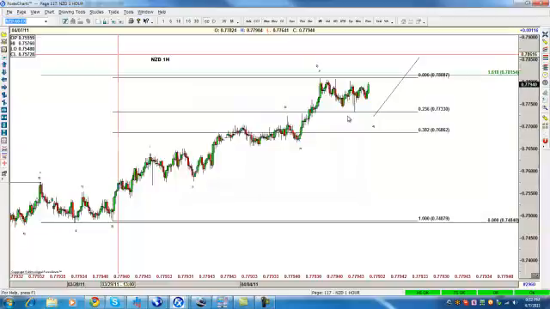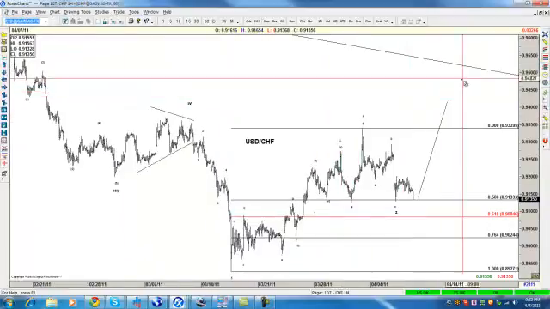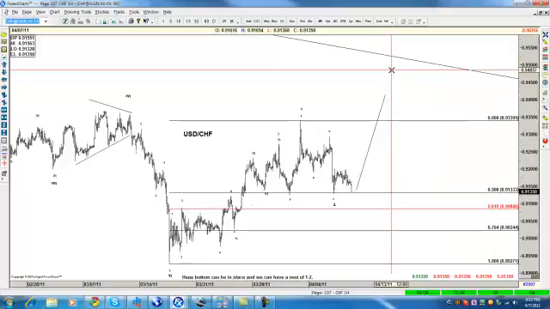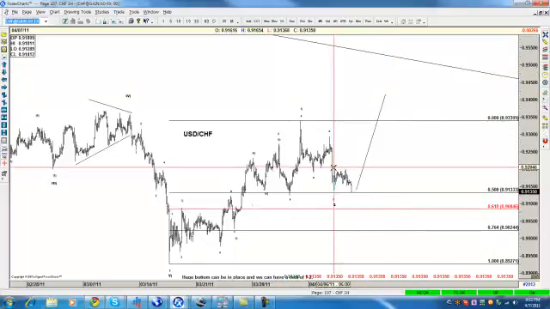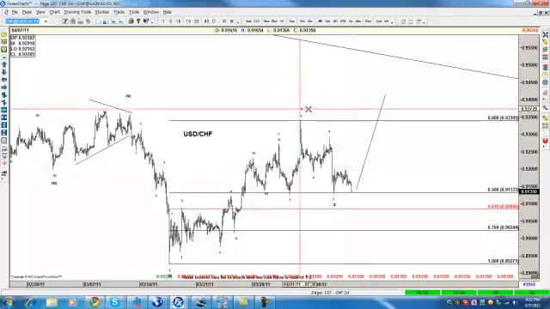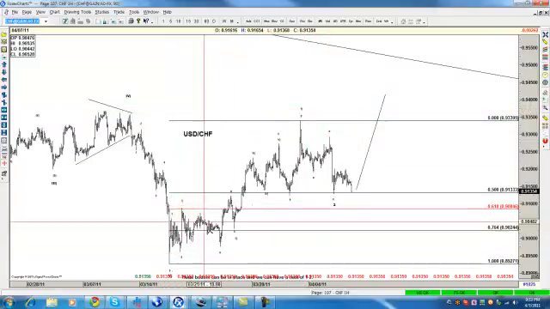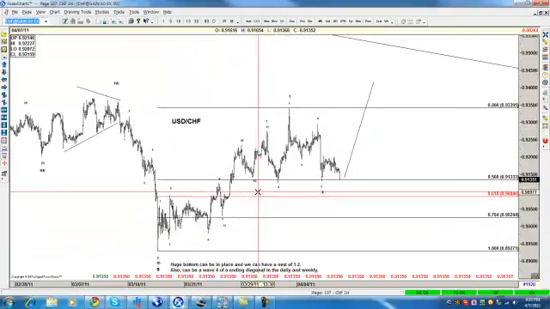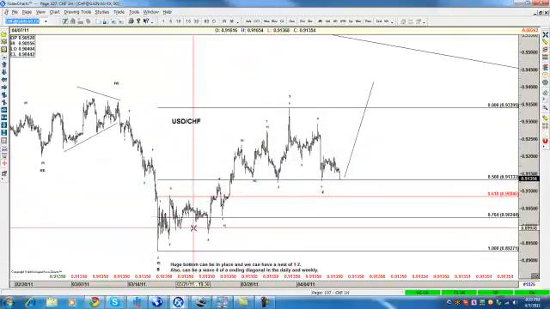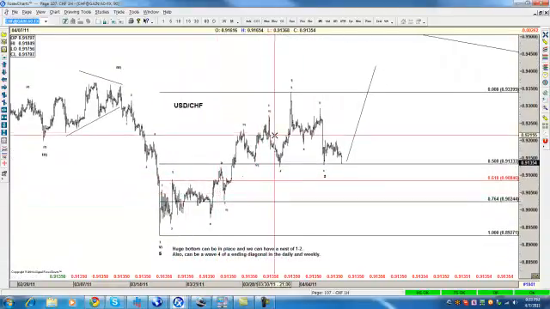Now this pair, the Swiss franc, we have to wait and see in this pair, and I'll tell you why. Because if this level is breaking right here, then this was nothing more than wave A of the weekly ending diagonal, because right here the count is kind of forced. So I recommend to you guys to avoid this pair, the US dollar against the Swiss franc.